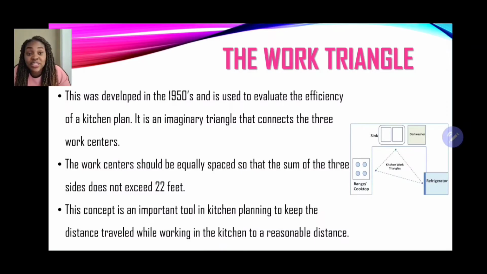It helps us, just as we do time plans when we're doing a practical, working in a kitchen that has the imaginary work triangle that connects the three work centers helps efficiency, so it prevents us from wasting time, right? Now, the concept is an important tool in the kitchen to keep the distance traveled while working in the kitchen to a reasonable distance.